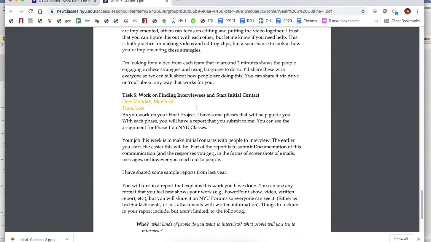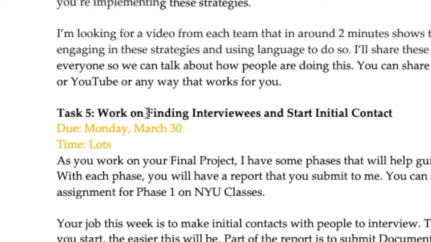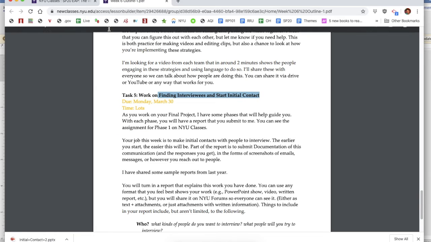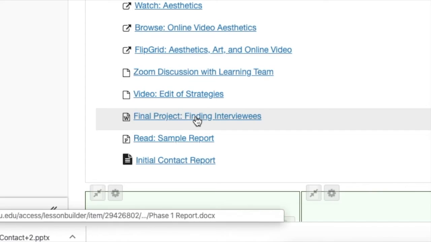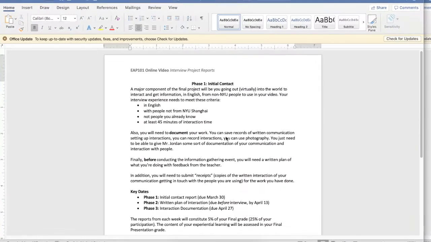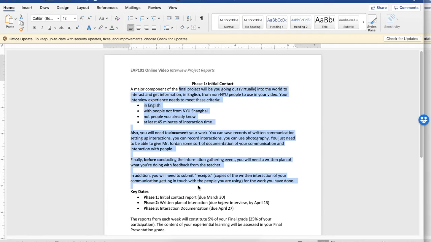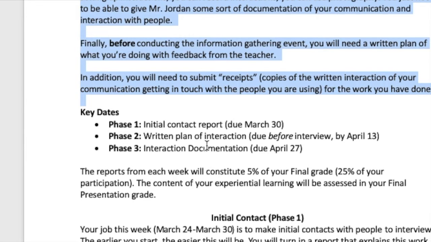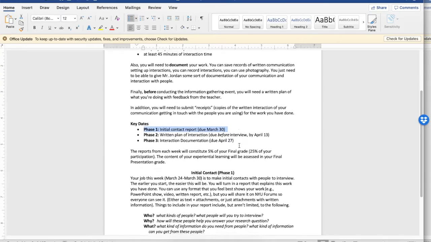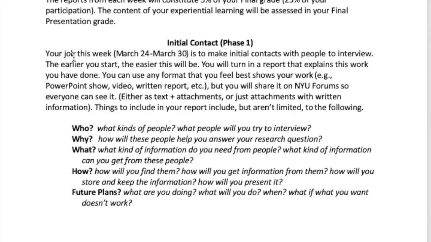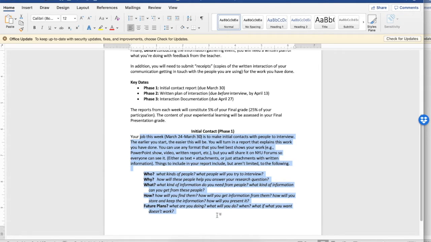Finally, you're going to be working on your final project, which at this stage involves finding people to interview. Here on NYU Classes, I've added this assignment right here, which tells you what you need to do for the project, and then in these different phases. Here we're in phase 1, where you are starting to contact people. This gives you instructions on what you need to think about and what you can do, and then you're going to send me a report at the end of this week that tells me what you've done.